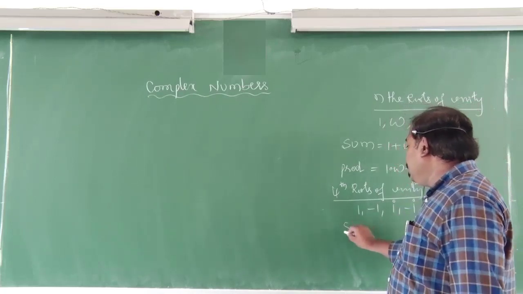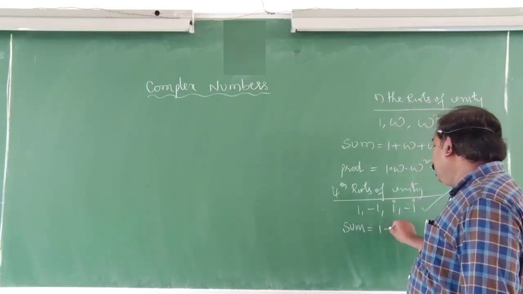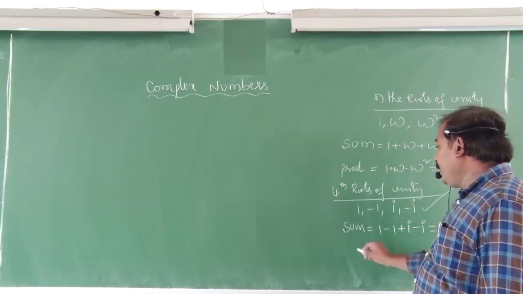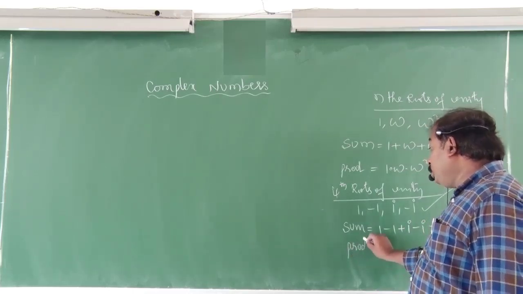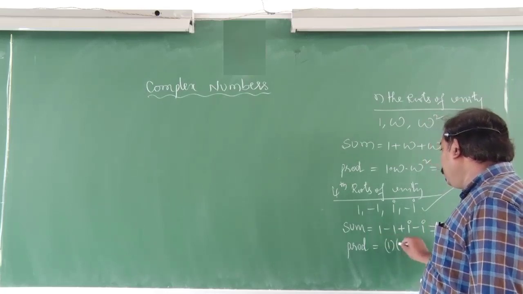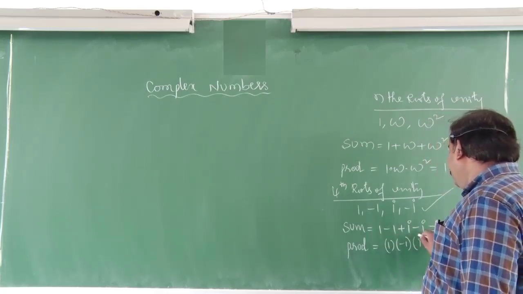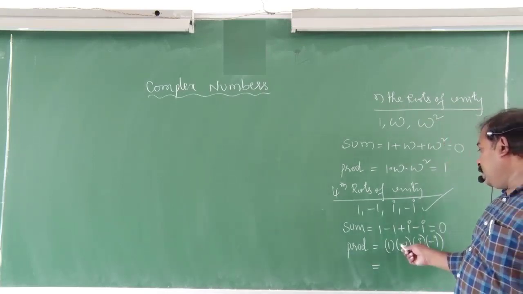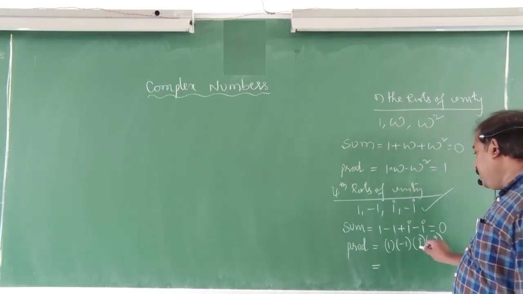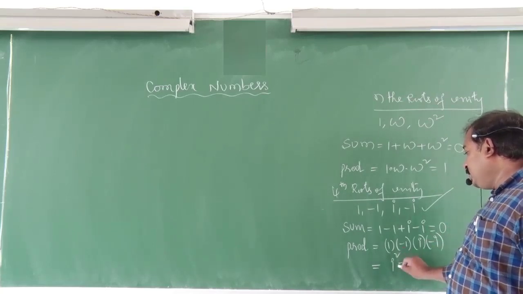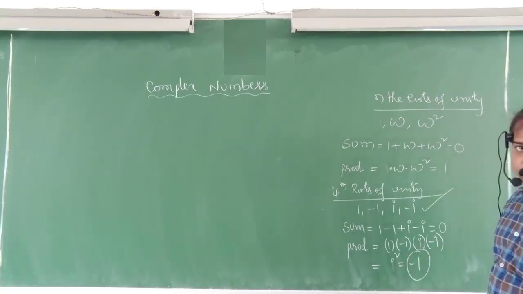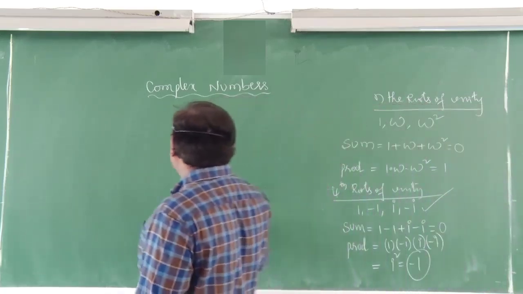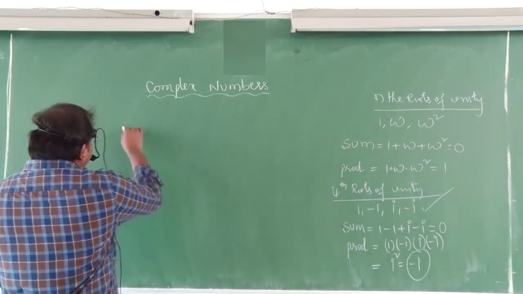And what about the sum of the values? It will be 1 minus 1 plus i minus i, which is equal to 0. And what about the product value? Tell me: 1 into minus 1 into i into minus i. Then the value is minus, plus i into i square. What will the value be? Minus 1. So here, the product of the nth roots of unity.